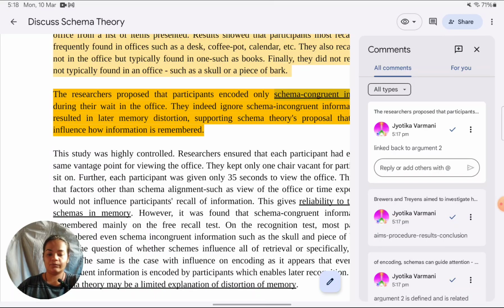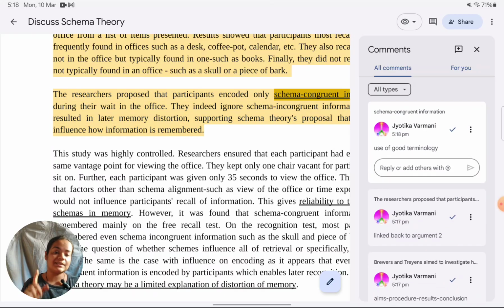Schema congruent information. Instead of just saying things which are relevant or aligned with the schema, a proper term has been used. Schema congruent. Same way, schema incongruent. Another term has been used. So terminology is being used throughout. Linking back is being done. New elements are being introduced. It is good development of the argument with the help of the study.